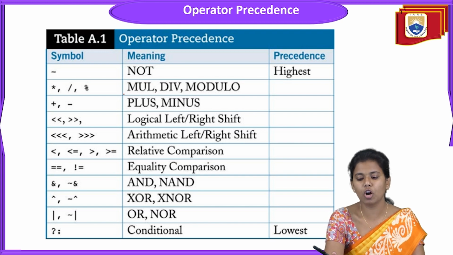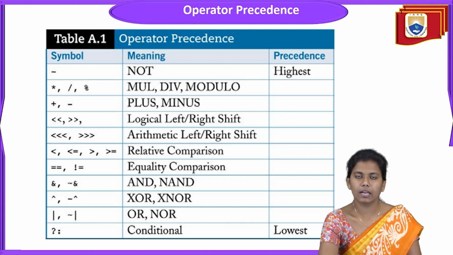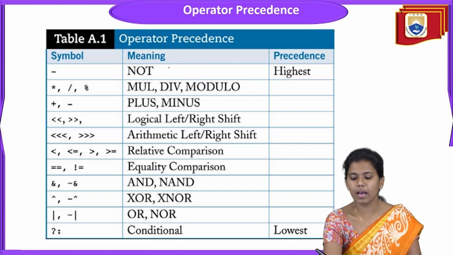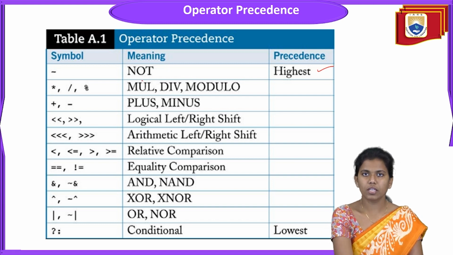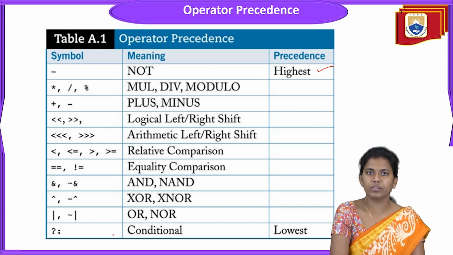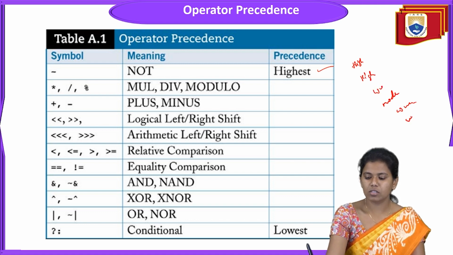And now coming to the operator precedence. Here we have the operator precedence, and based on the significance of these operators, we have the precedence. The highest precedence goes to the NOT operator, and the lowest precedence goes to the conditional operator. So we can see highest, high, moderate, lower, lowest.